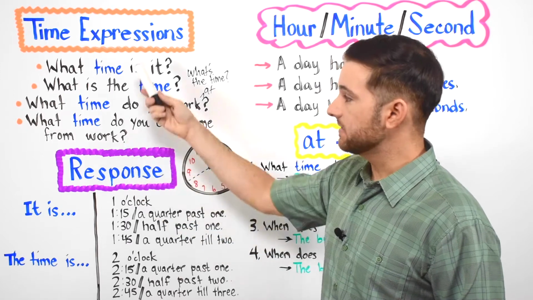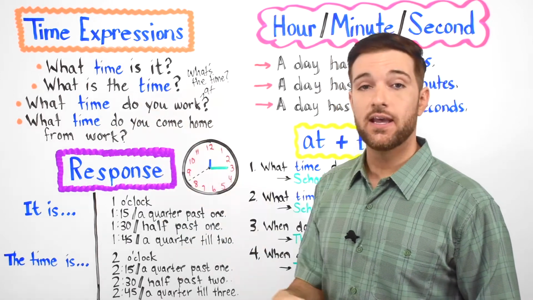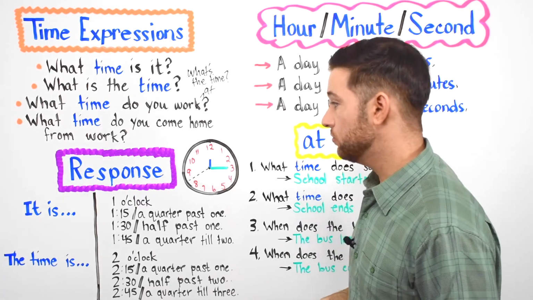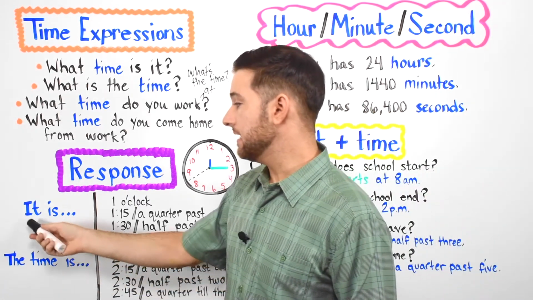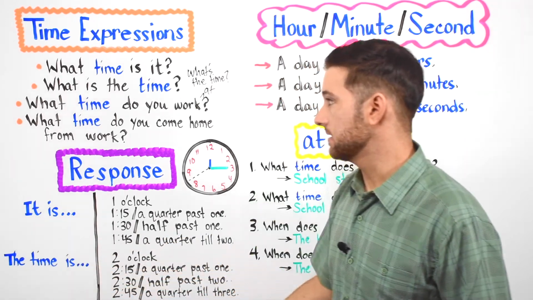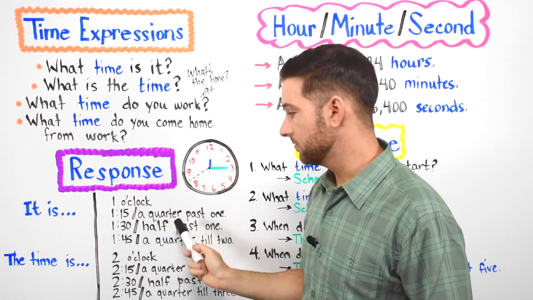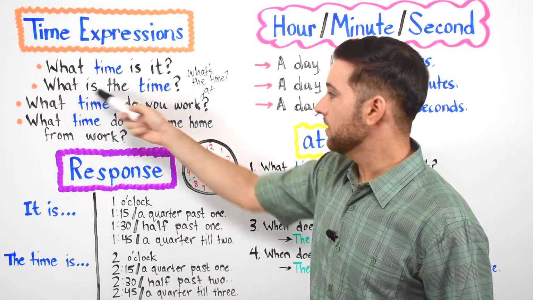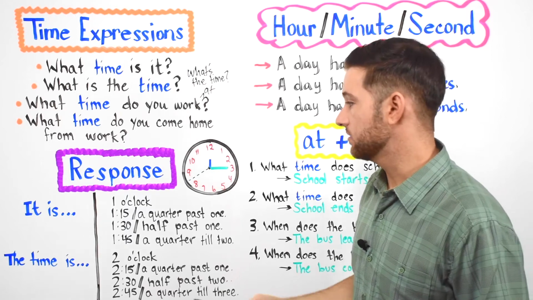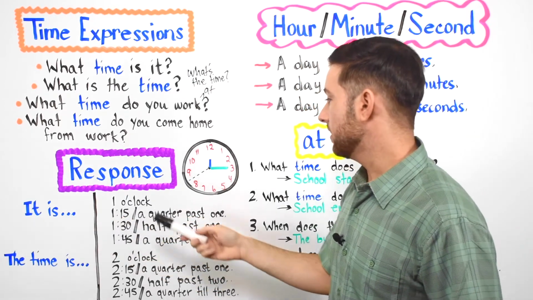Now let's move on to telling time. We have responses to these questions here, and we're going to tell time now instead of asking it. There's two ways you can do this. You could say, "It is..." or you could say, "The time is..." What time is it? It is 1 o'clock. What is the time? The time is 2 o'clock, for example.